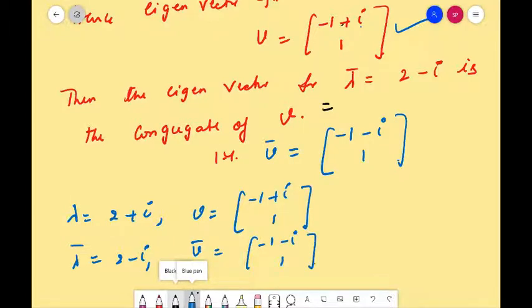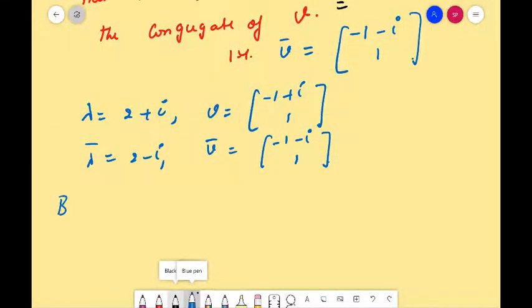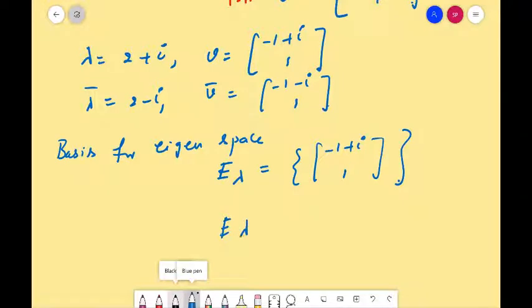Then what is the eigenspace here? Basis for the eigenspace: for E lambda, it is the set containing (−1 + i, 1), and for E lambda bar, it is the set containing (−1 − i, 1).